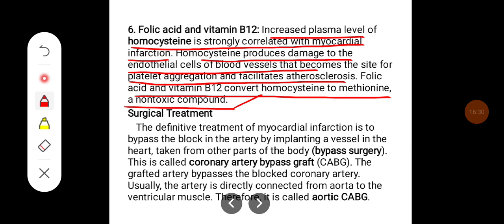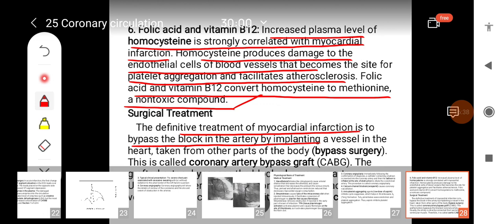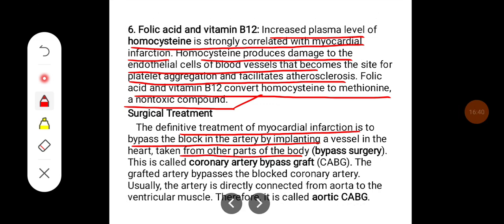Surgical treatment. The definitive treatment of myocardial infarction is to bypass the block in the artery by implanting a vessel in the heart taken from other parts of the body, which is called bypass surgery. This is also called coronary artery bypass graft, that is CABG. The grafted artery bypasses the blocked coronary artery. Usually the artery is directly connected from the aorta to the ventricular muscle. Therefore, it is called aortic CABG.